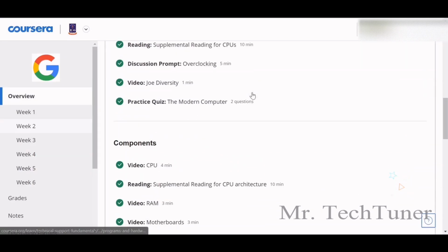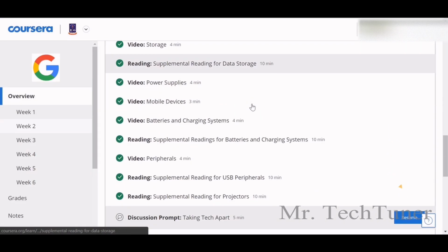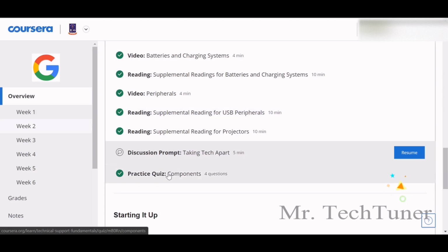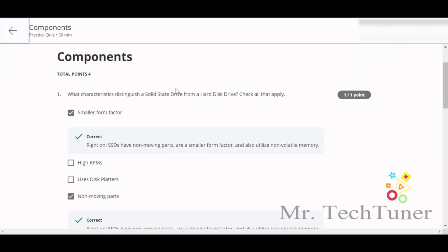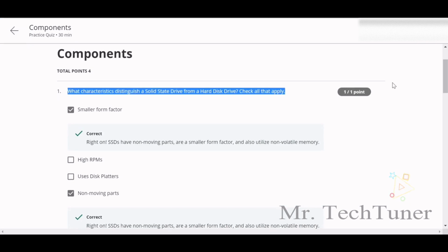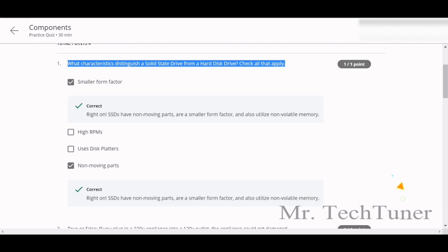So we are going to our next quiz. Basically, there are not that many quizzes, only 2 or 3 so far, I think. This is our next quiz, which is about components. First question: what characteristics distinguish an SSD from an HDD? They have a small form factor and non-moving parts. These two are the answer.